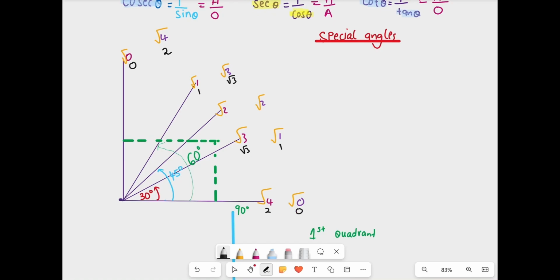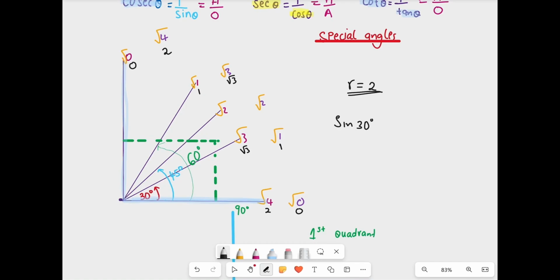Now, this distance here represents your r. So this distance here, or that one there, represents your r. So that means your r here is always equal to 2. So r is equal to 2. So let's say, for example, you are looking for sine 30. If you are looking for sine 30, remember this point here.